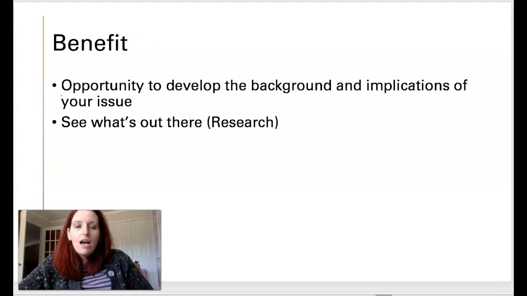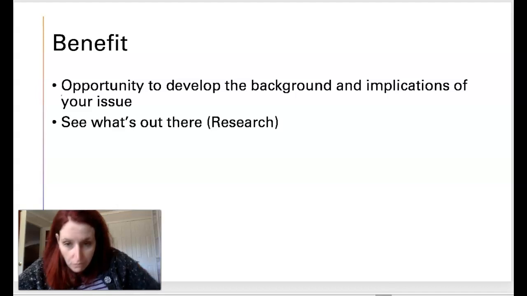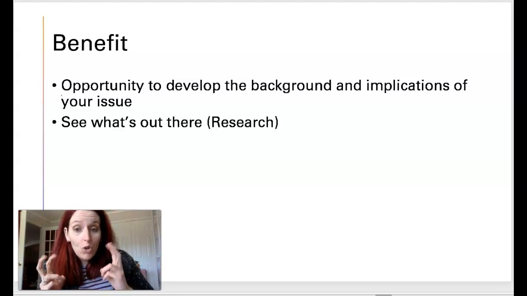So the benefit is that it provides you with an opportunity to develop the background and the implications of your issue. When we start talking about the various components of an argumentative essay, one of those components is background information. This is for you to get ahead of the game by getting familiar with the background and the ins and outs of your issue, and to help you start thinking of those larger implications, or your so what.